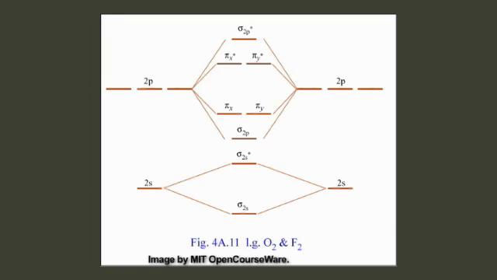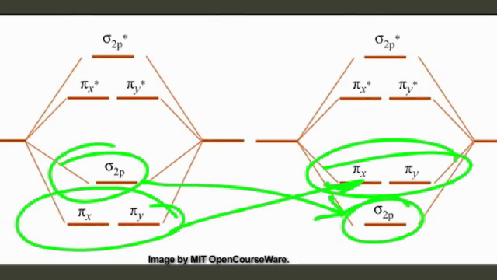Now let's look at oxygen. This is the scaffolding for oxygen and fluorine. And there's a little change here. I'm going to draw your attention to it. And you can't predict this. We would give you this. I would tell you what the energy sequence is of the energy levels.